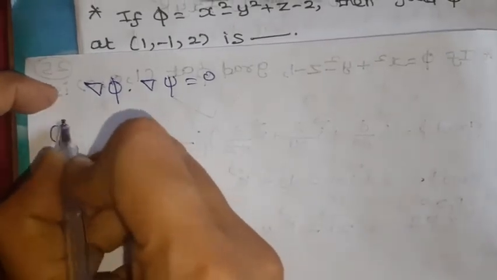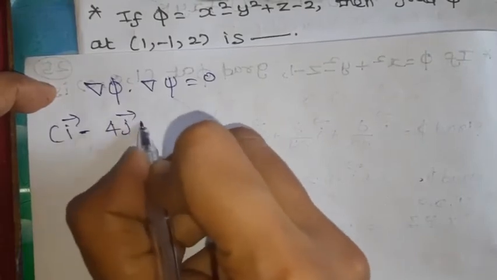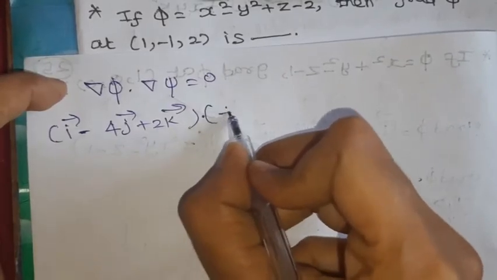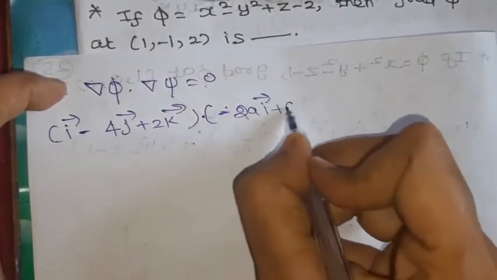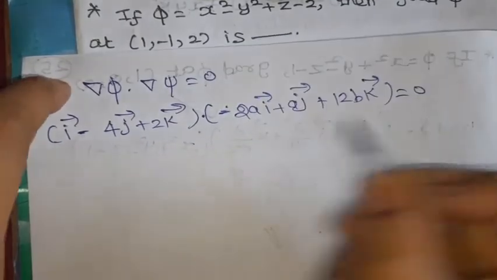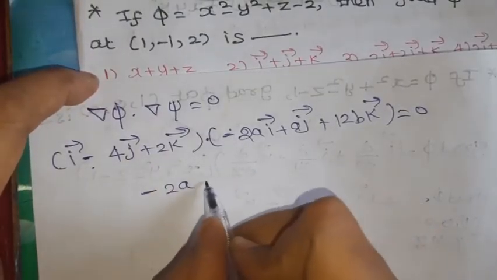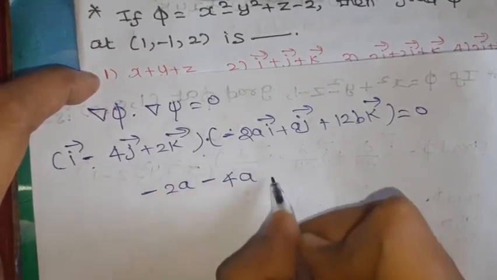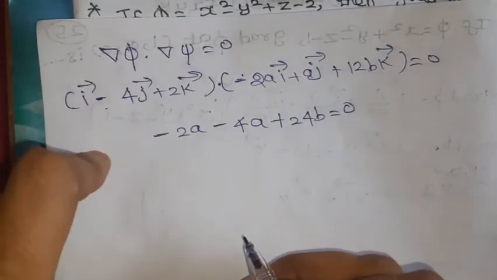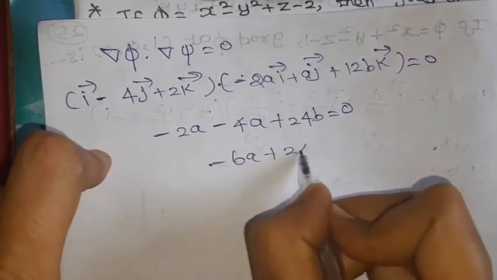So what is del phi? I am just rewriting the del phi value: i minus 4j plus 2k, dot product with minus 2ai plus aj plus 12bk, equal to 0. So i into i gives minus 2a, then minus 4a plus 24b equal to 0. So what we will get? Minus 2 minus 4, minus 6a plus 24b equal to 0.